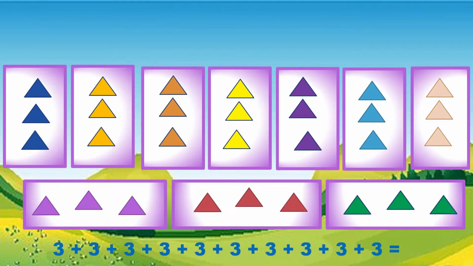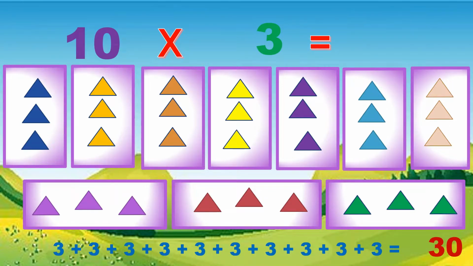10 sets of 3. 3, 6, 9, 12, 15, 18, 21, 24, 27, 30. 10 times 3 equals 30.